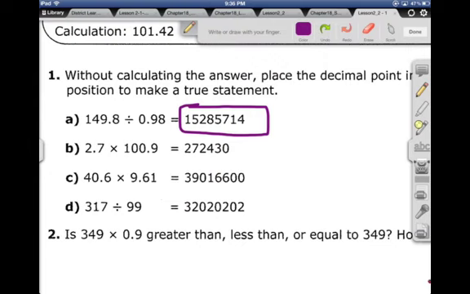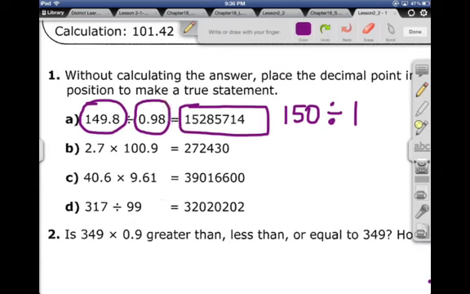Take 150 and divide it by 1. Because when you look at how this rounds up, that's really close to 150. And 0.98 is practically all the way to 1. Okay, so 150 divided by 1 is, make that even, 150.0. Okay, so the closest thing to 150 would be to put the decimal there. Okay, bingo, I got it.